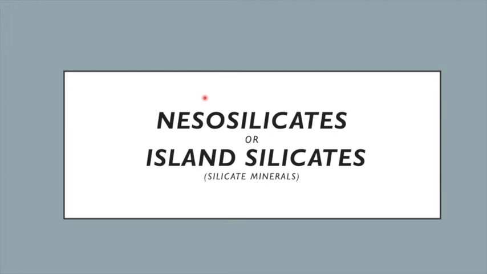Hey guys, today our topic is silicates or nesosilicates. As you know, the silicon tetrahedrons are considered to be the building block of any silicate mineral. The basic silicate structure is silicon tetrahedra with 4 apical oxygen atoms. The silicon atom, which is much smaller, sits at the center, while the 4 oxygen atoms are sitting at the apex.